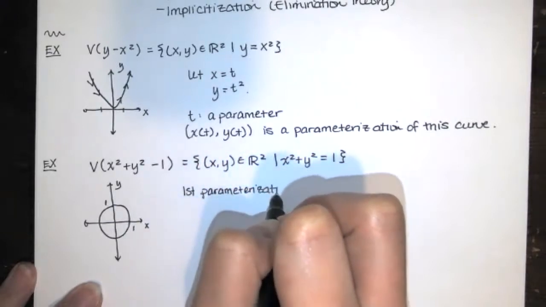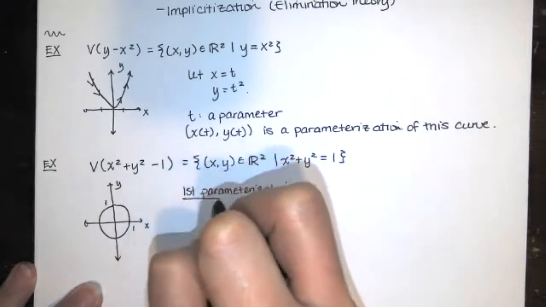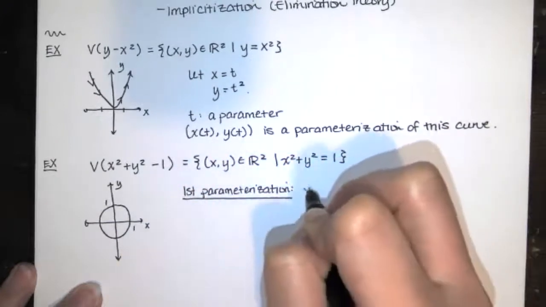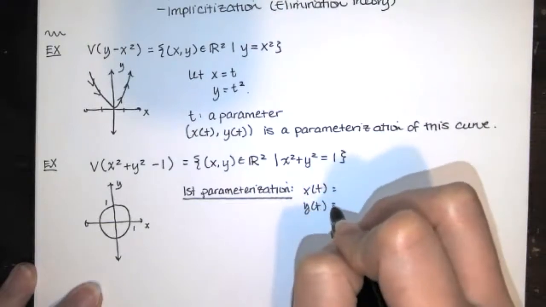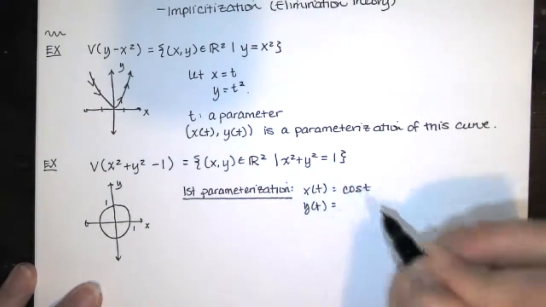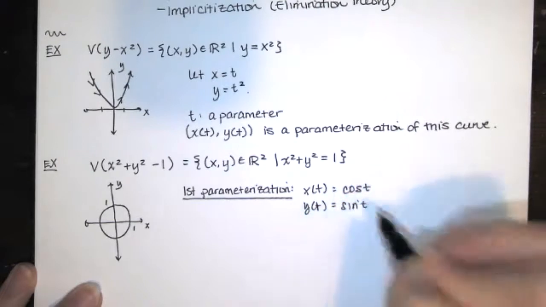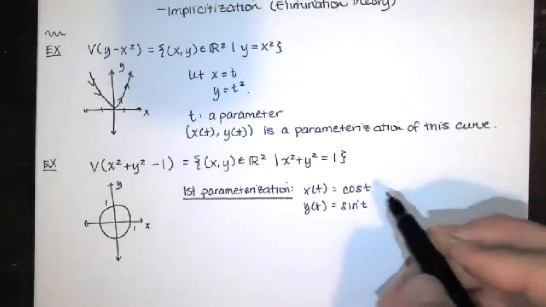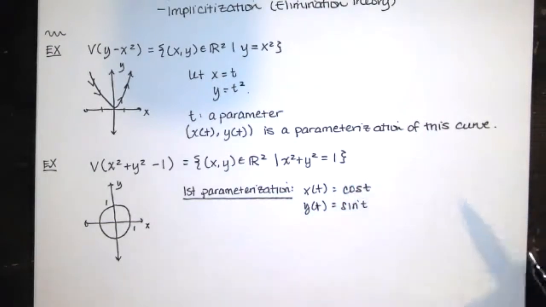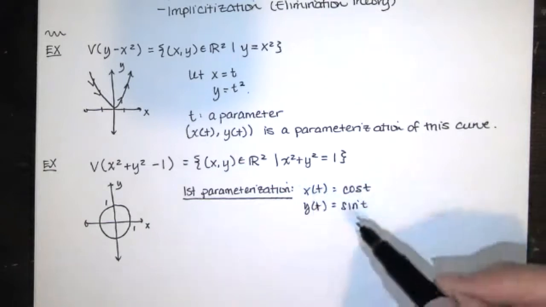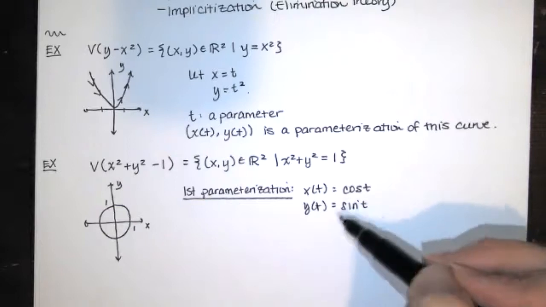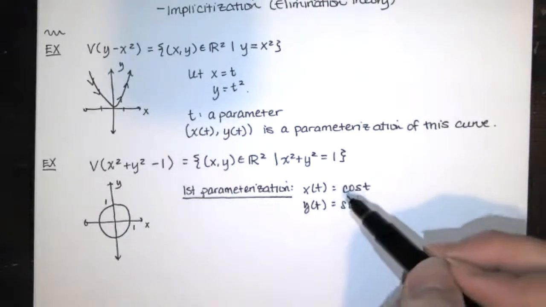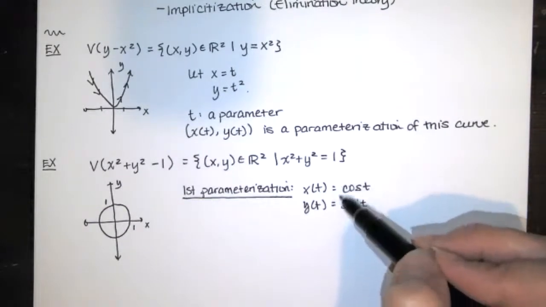If you've taken trig, you can probably think of it, or calculus. You've probably used this parameterization many times. To parameterize a circle or an ellipse, we tend to use a constant times cosine of t for our x value and a constant times sine of t for our y value. Those constants are the same. That's going to give us a circle with a radius equal to that constant.